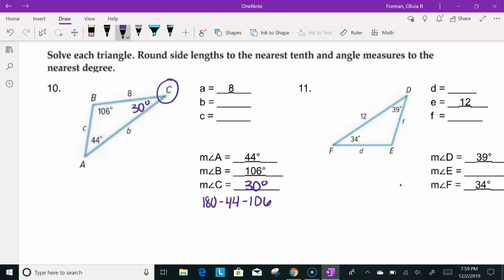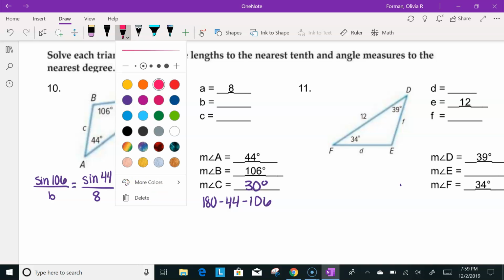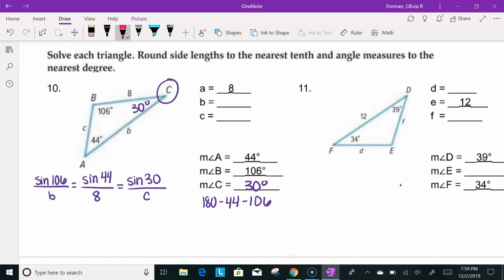So I'm going to say sine of B, sine of 106, because B is 106, divided by B equals my sine of A, which is 44 degrees, over my side A, equals sine of 30, sine of C, divided by that side length C. I set up this proportion, and I can do it in my head because I've done this so many times.